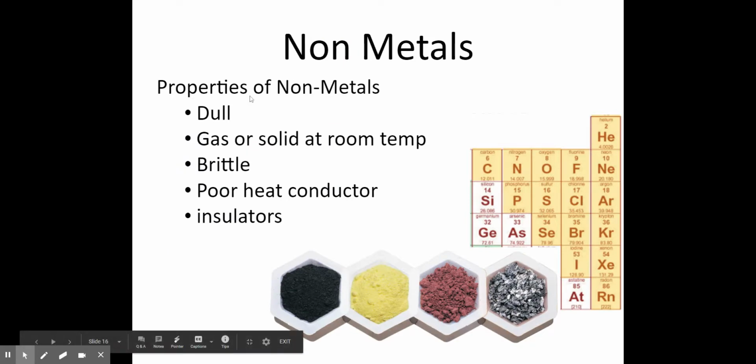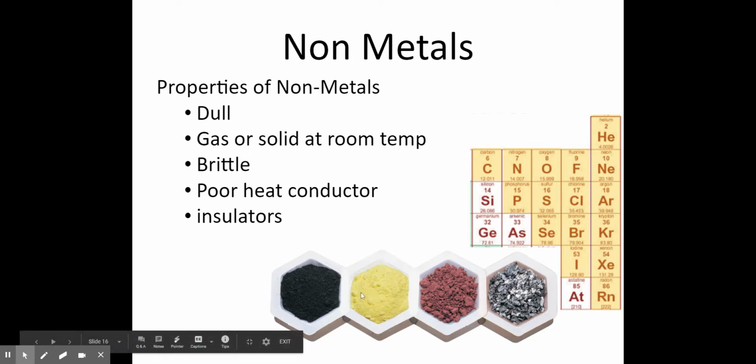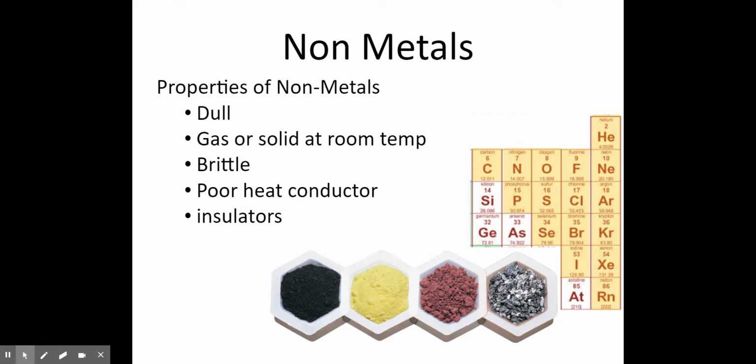Then we have a group of nonmetals. Now, nonmetals here are the ones that are in the yellow. The properties of the nonmetals are they're dull, gas or solid at room temperature, they're brittle, they're poor heat conductors, and they are insulators, okay? And you notice these are more like powder, whereas the metals were more like bits of metal.